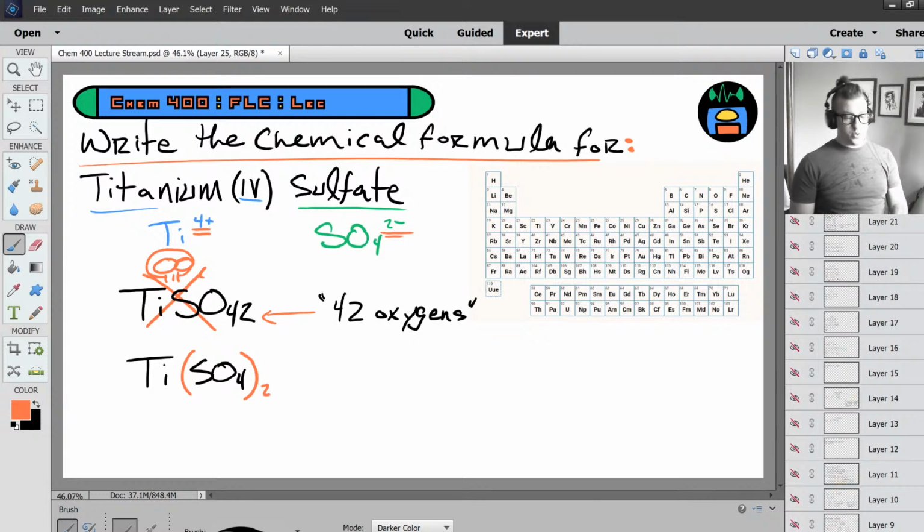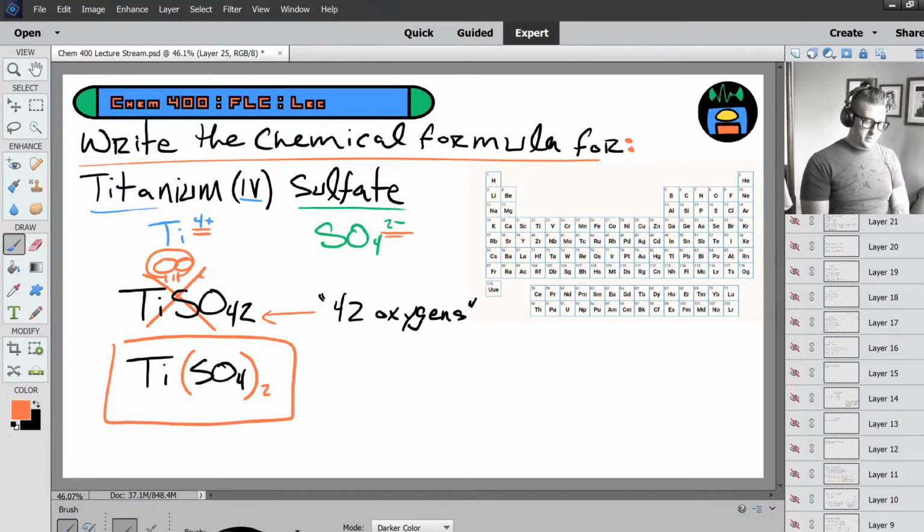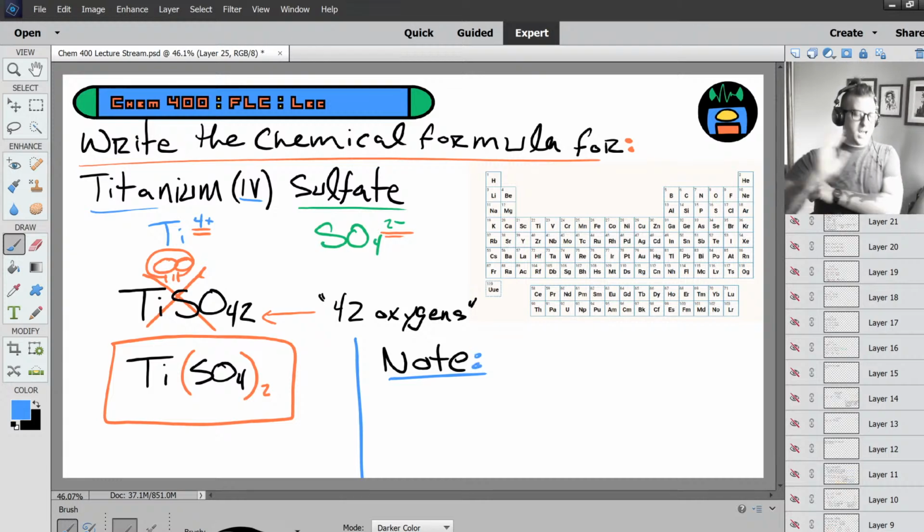All right, so this is the chemical formula for titanium 4 sulfate. Anytime you have more than 1 polyatomic ion, you need to throw it in parentheses. One quick note. Some students hear this and they think, oh, well, I'm just going to automatically throw any polyatomic ion in parentheses. But you shouldn't.